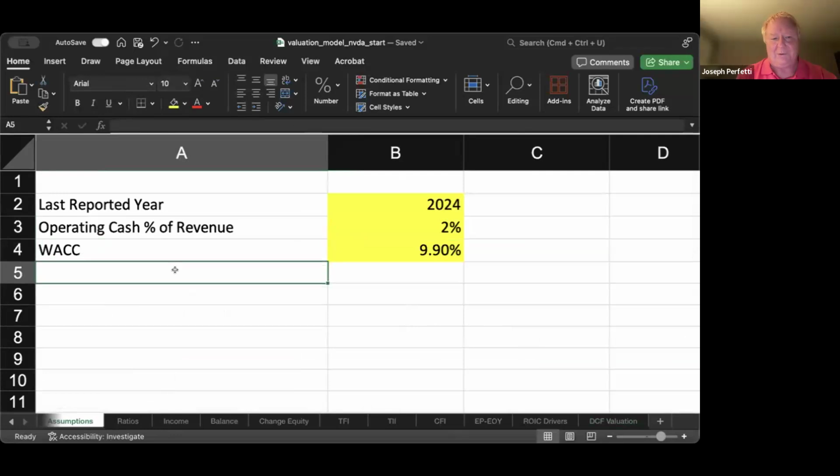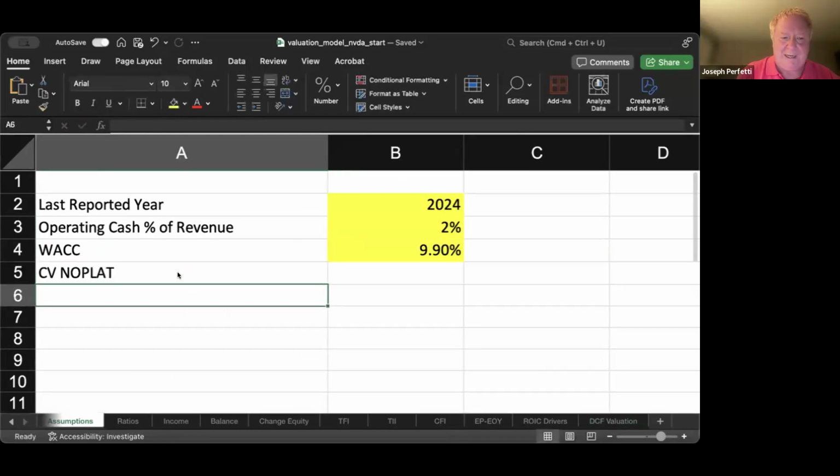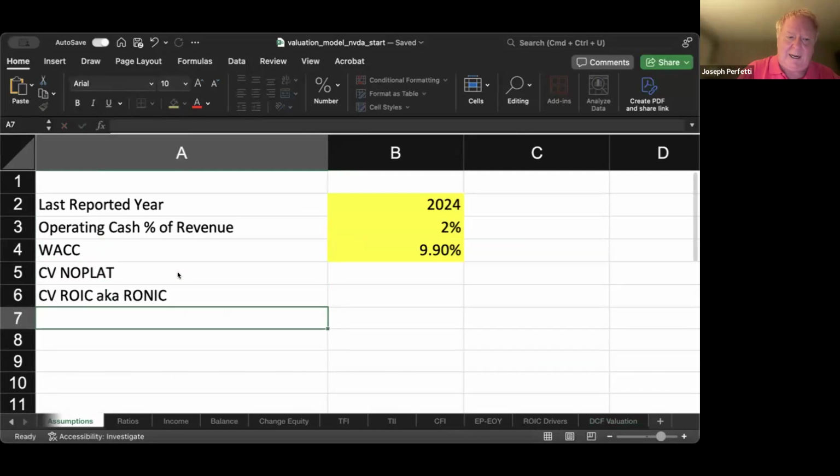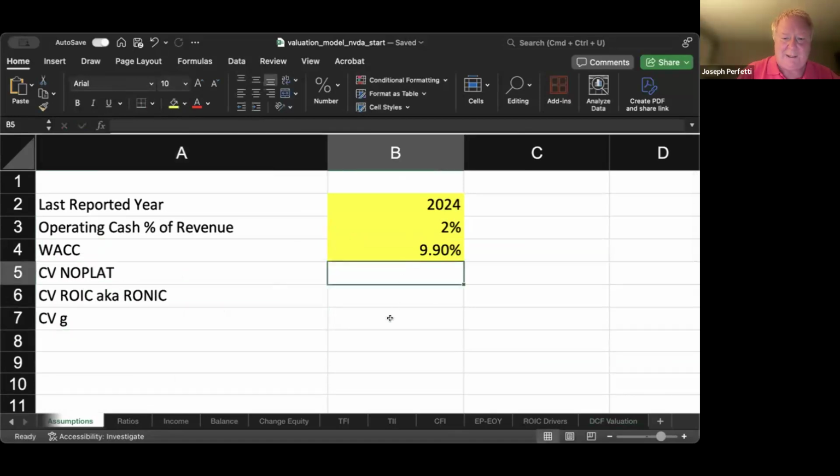The next assumptions, I'm going to need a continuing value NOPLAT or NOPAT. I'm going to need a continuing value ROIC, aka RONIC. And I'm going to need continuing value G. Those are assumptions that could change. So those are all going to be in yellow.